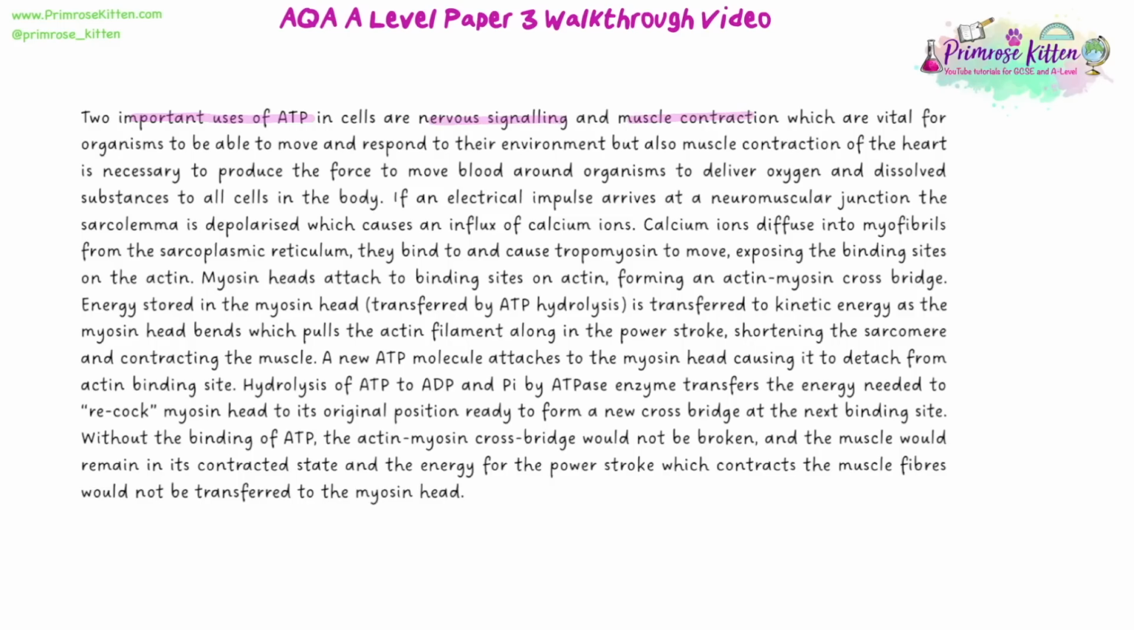Final paragraph. 2 important uses of ATP in cells are nervous signaling and muscle contraction, which are vital for organisms to be able to move and respond to their environment, but also muscle contraction of the heart is necessary to produce the force to move blood around organisms to deliver oxygen and dissolve substances to all cells in the body. So this is kind of an important sentence. I've not gone into detail and I've not used these to talk about energy transfer. What I have said here is linking this idea of nervous signaling and muscle contraction to importance.